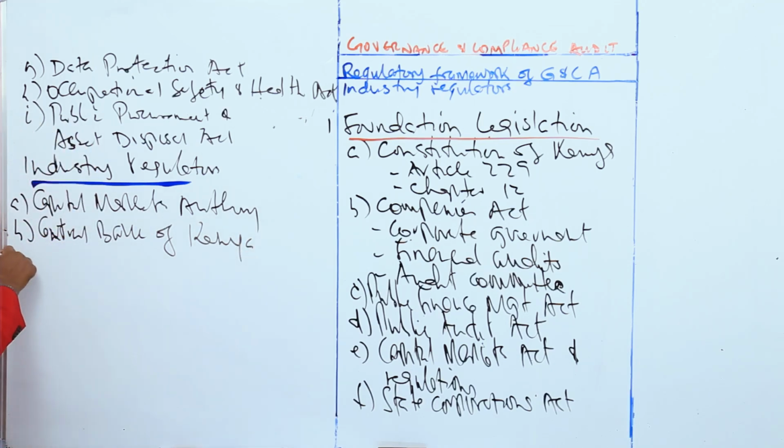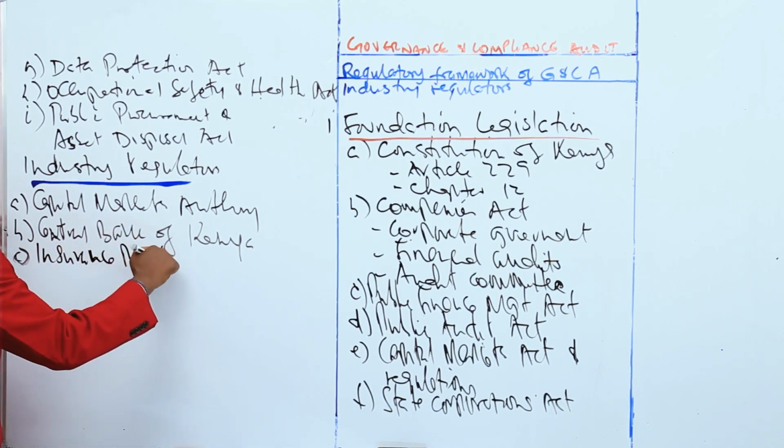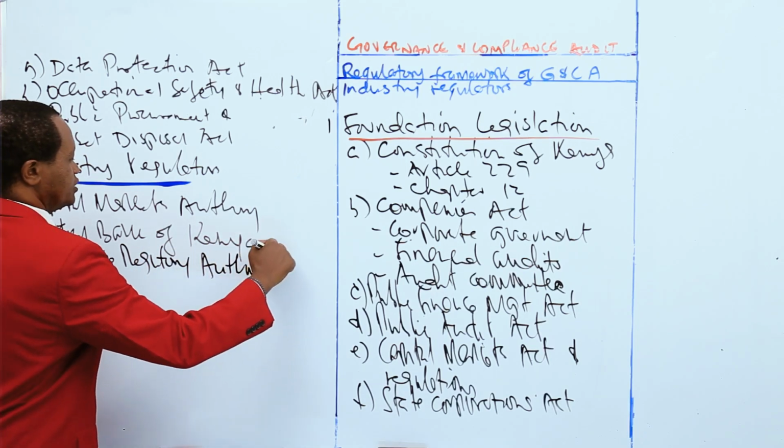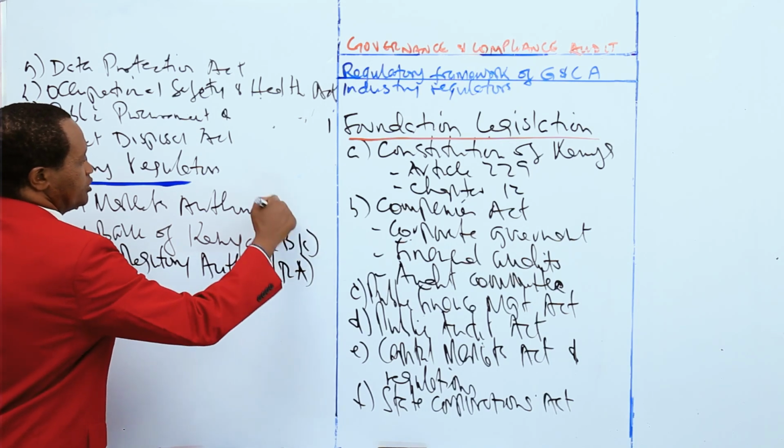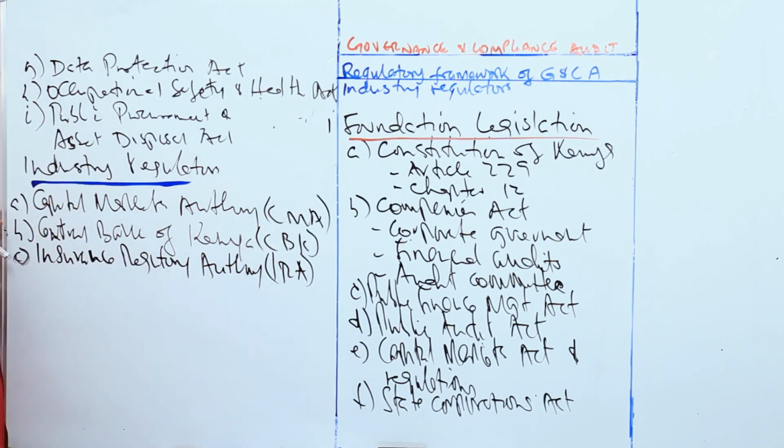The third industry regulator is the Insurance Regulatory Authority. This is the Central Bank of Kenya, and this is the Capital Markets Authority. The Insurance Regulatory Authority regulates and supervises the insurance sector, and it issues corporate governance guidelines for insurance and reinsurance companies, which cover board effectiveness, risk management, internal controls, policyholder protection, and so on.